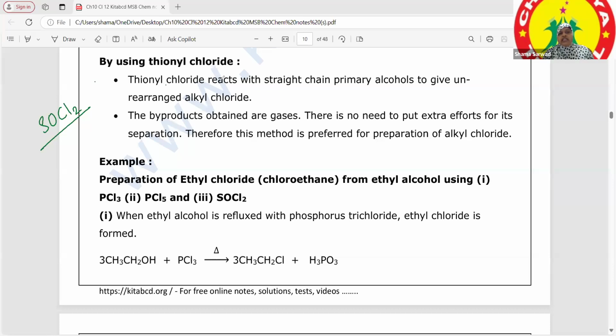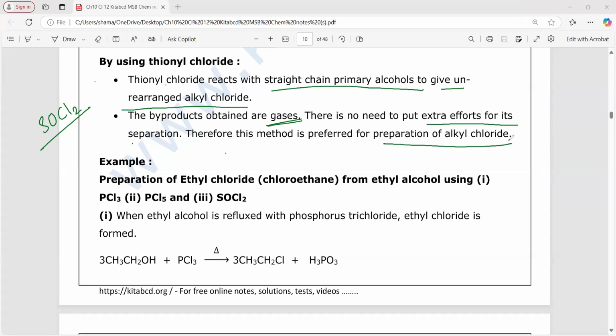See what is given here. Thionyl chloride reacts with straight chain primary alcohols to give unrearranged alkyl chloride. So here also rearrangement does not occur. The byproducts obtained are gases. See, there is no need to put extra effort into their separation. And therefore, this method is preferred for preparation of alkyl chlorides.